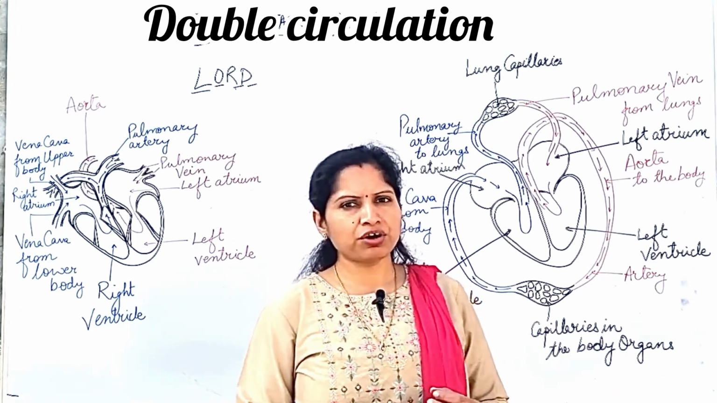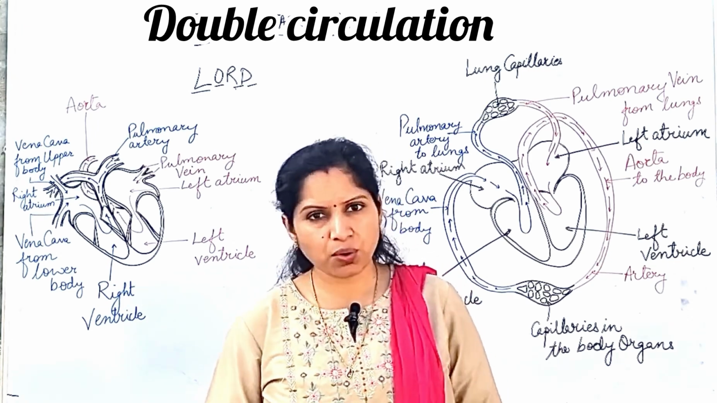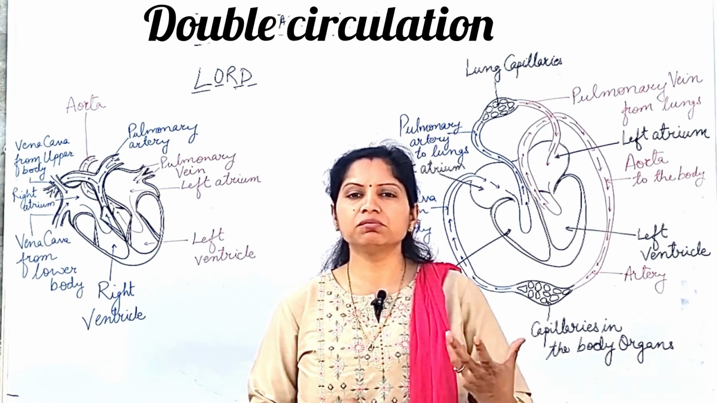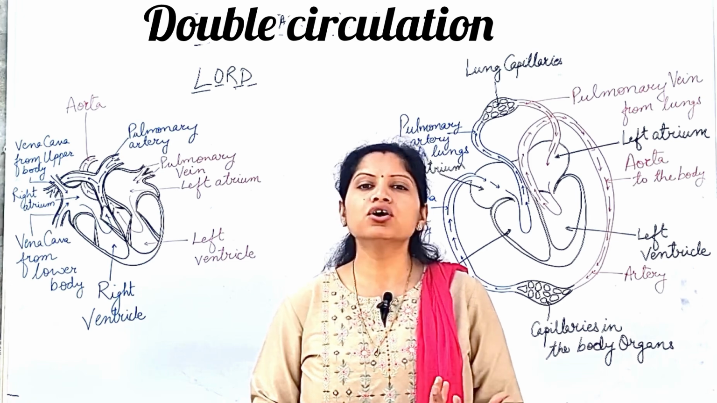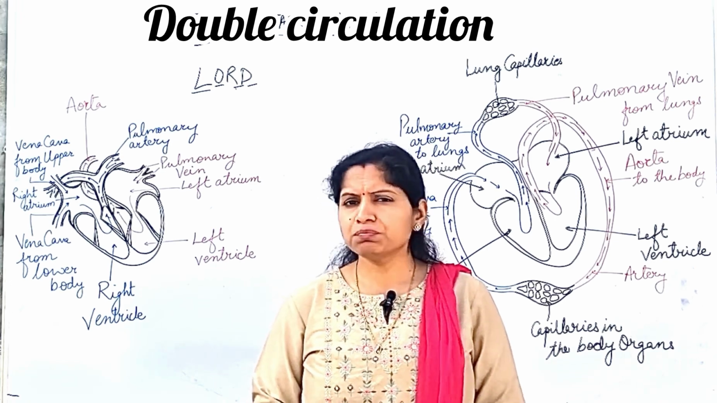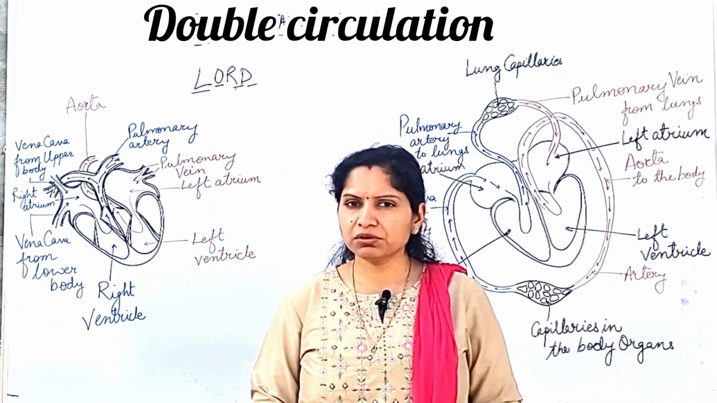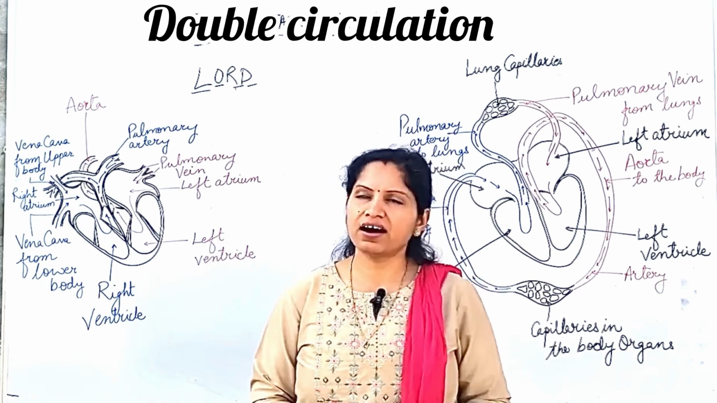To maintain a constant body temperature, a lot of energy is required by the body, and that increased energy demand of the body needs to be supplied with completely oxygenated blood only. There should be no intermixing of the blood. And to prevent this intermixing of the blood, we have a 4-chambered heart.